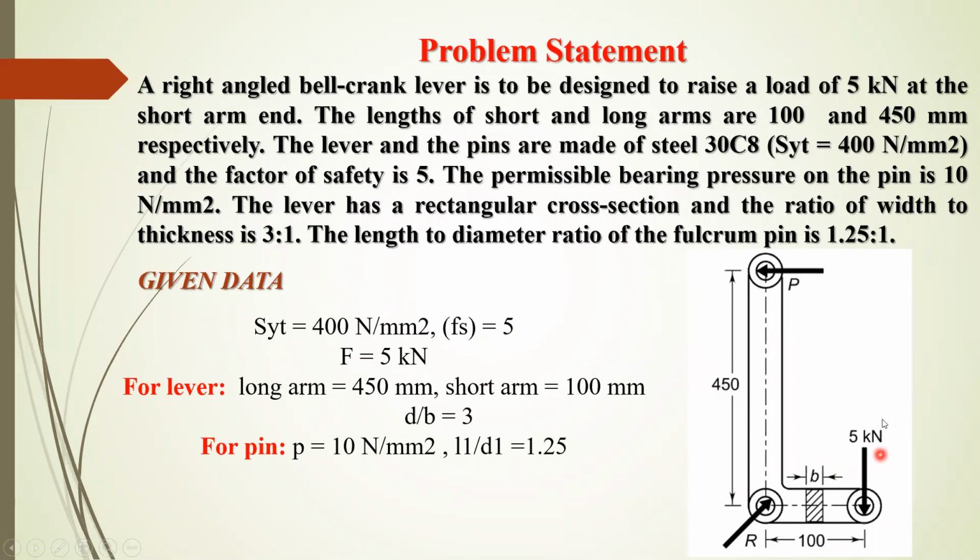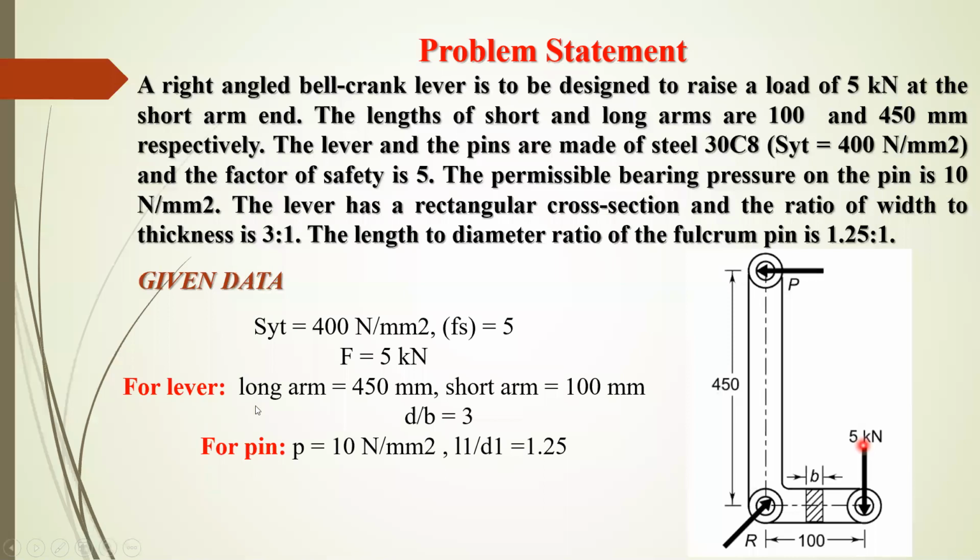Load F is nothing but 5 kilonewton. And here is the P force that is to be applied at the other end, or longer end, to lift that load. If I apply load here, then at the pivoted point the lever goes up and this side will go upward. So this is nothing but the lifting of 5 kilonewton.